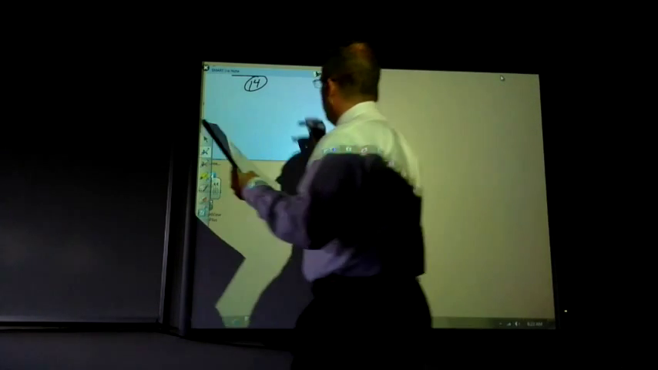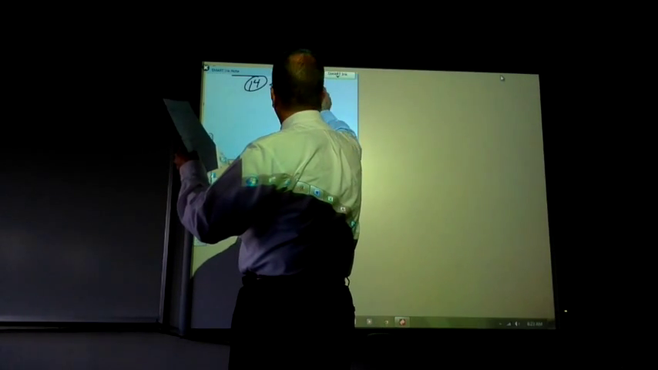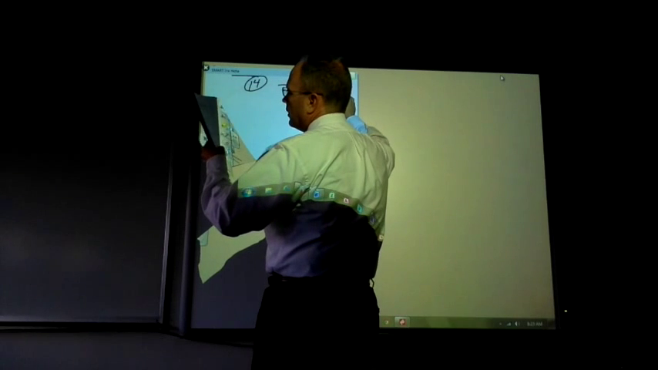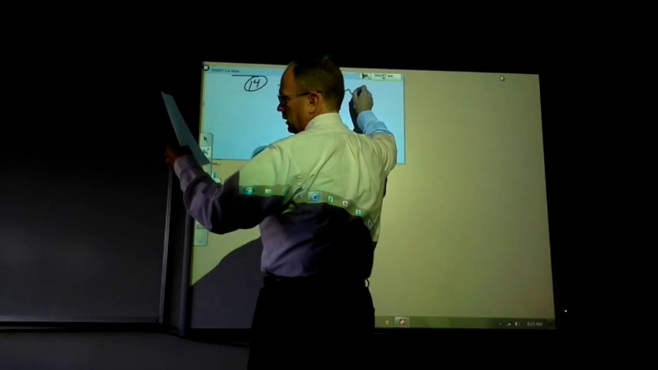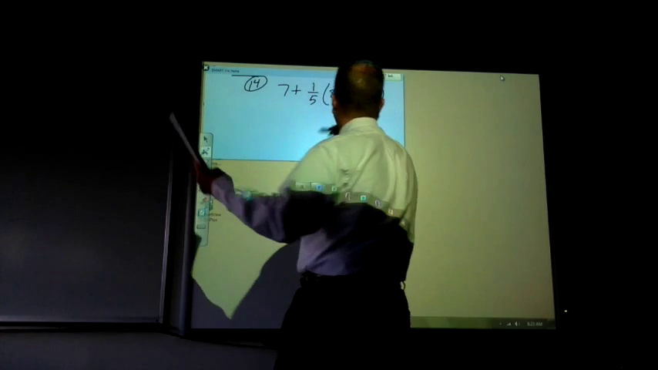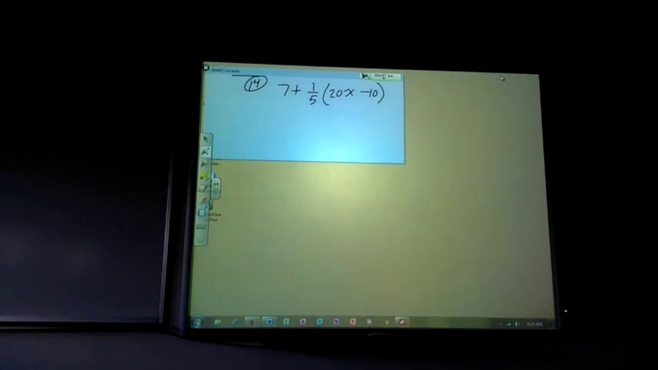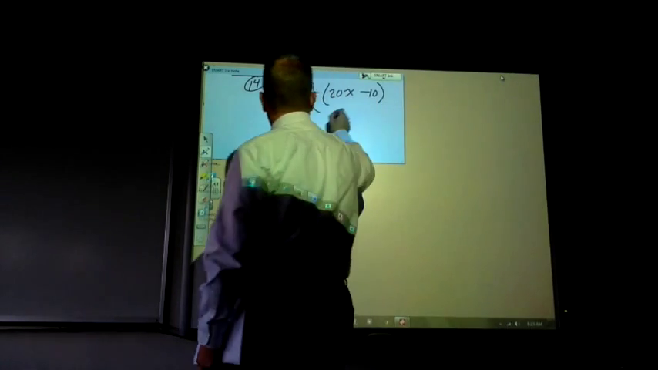Number 14. So I have 7 plus 1/5, and the 1/5 is going to be with parentheses. Did I write that correctly? Okay, now I'm going to show you all the steps. I will try to always show you guys and girls all the steps. I get it, sometimes you can skip a step. But I'm showing you all the steps just so we can make sure that maybe you didn't see where a certain step had come from. So the first step is I'm going to distribute the 1/5 here and here.